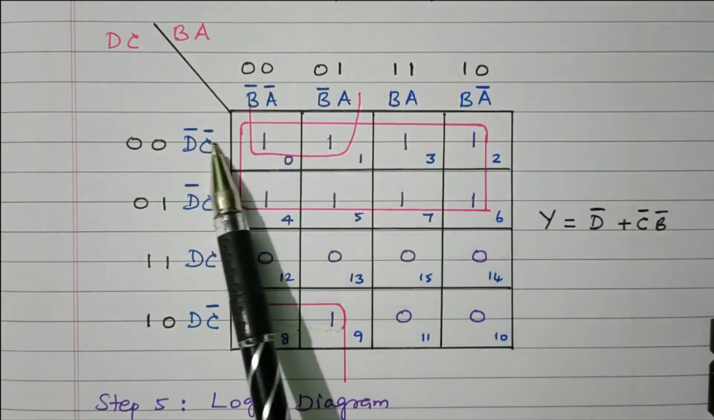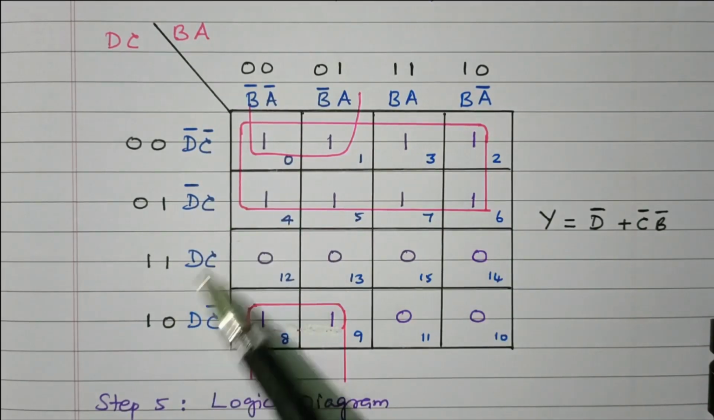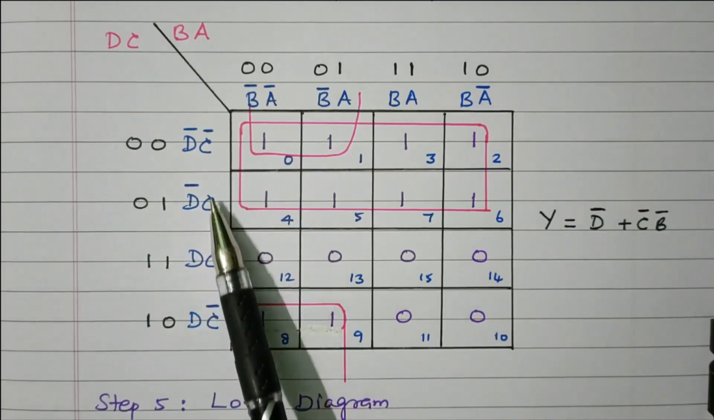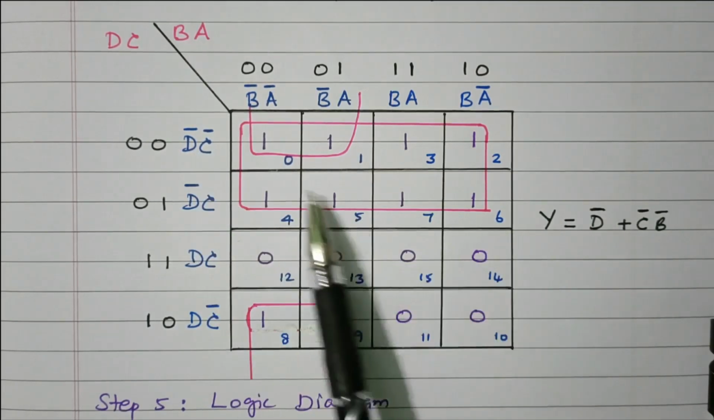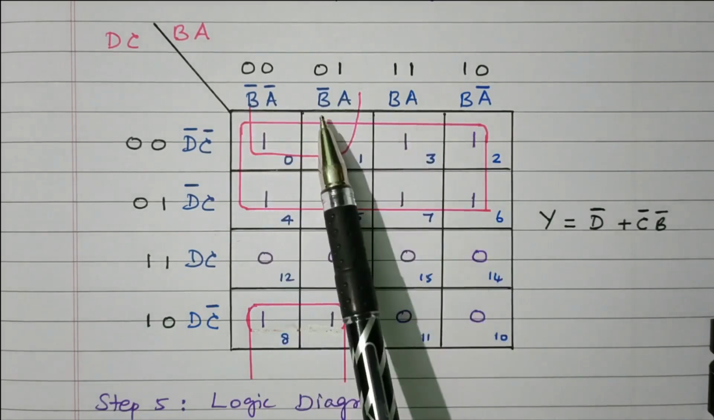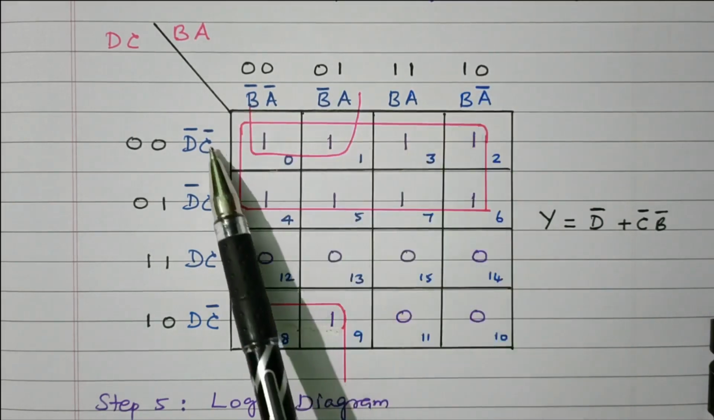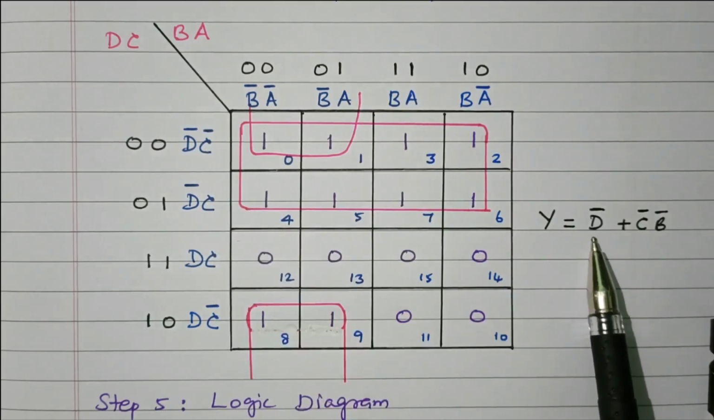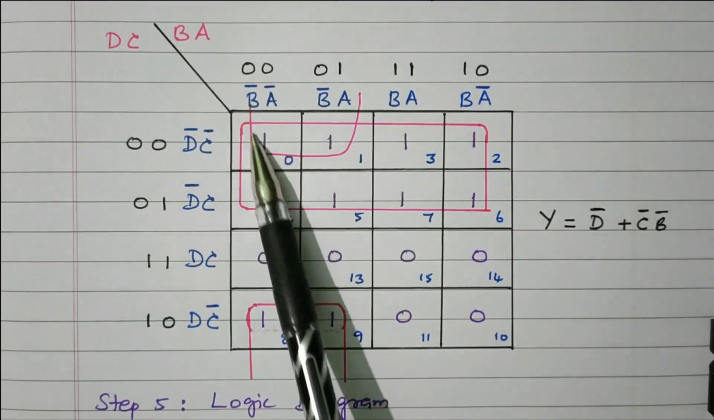While referring to the first row and second row, D bar C bar, here D bar C. So C bar got cancelled. Only D bar is available, right, that is written here. What about these columns? All are cancelled. B bar A bar cancelled by BA. B bar A cancelled by BA bar. Right? So all these 4 terms are cancelled. Only D bar remains, and C also cancelled. So we got D bar. Right. Now we'll see the grouping of these 4 cells.